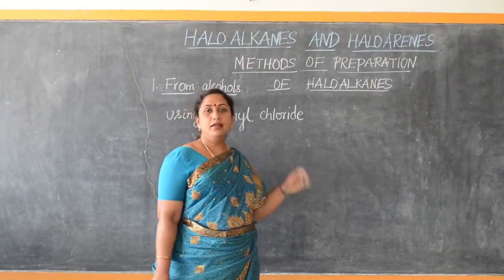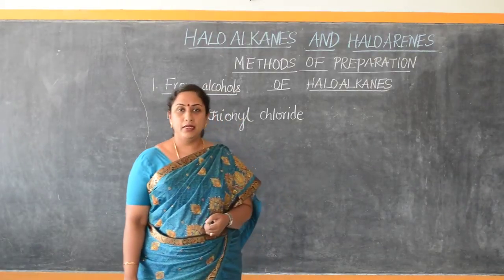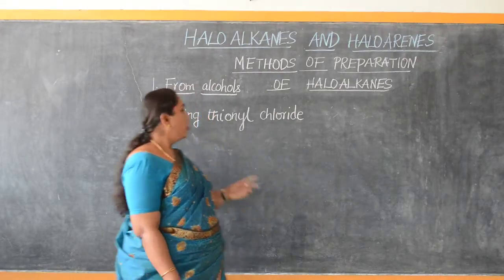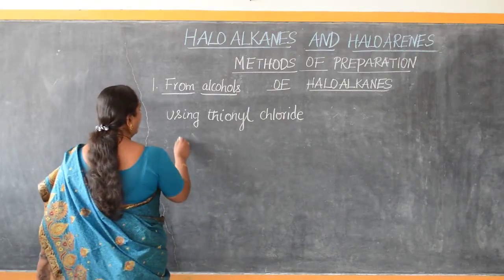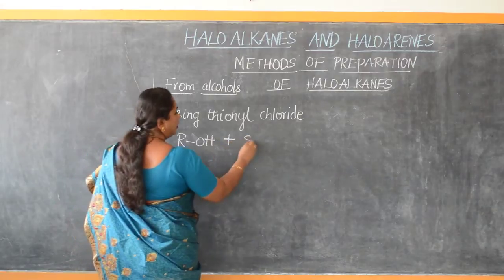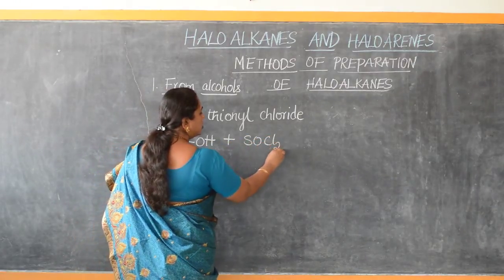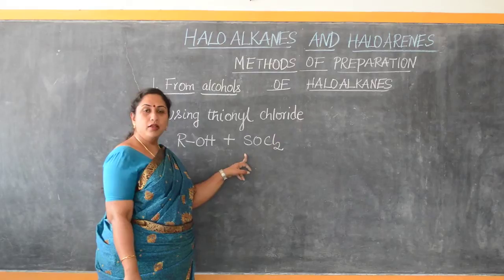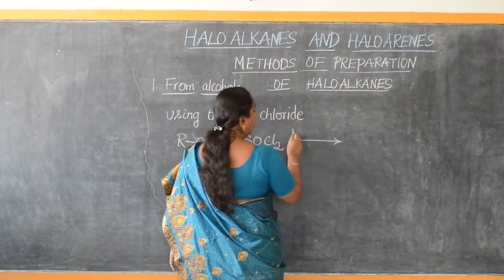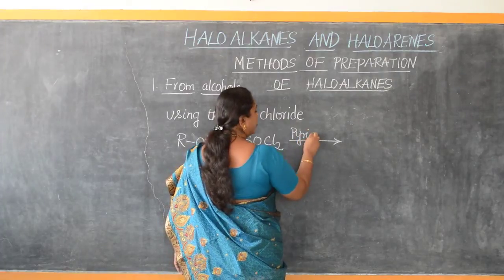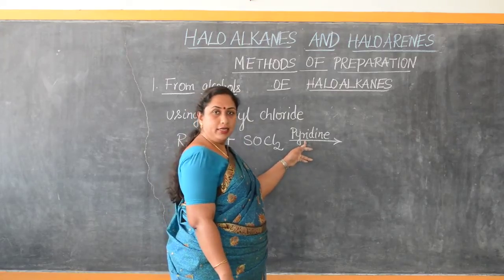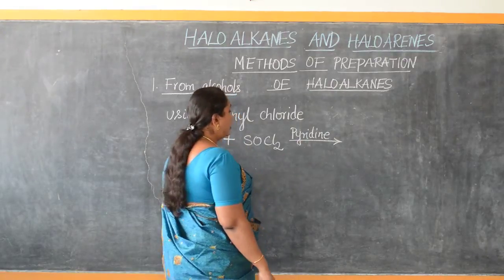In this video lesson, let us understand the method of obtaining chloroalkanes by using thionyl chloride along with alcohols. Alcohols, when treated with thionyl chloride, SOCl2 is the molecular formula of thionyl chloride, in presence of pyridine as the catalyst. Pyridine is basic in nature and this is the catalyst we are making use of.